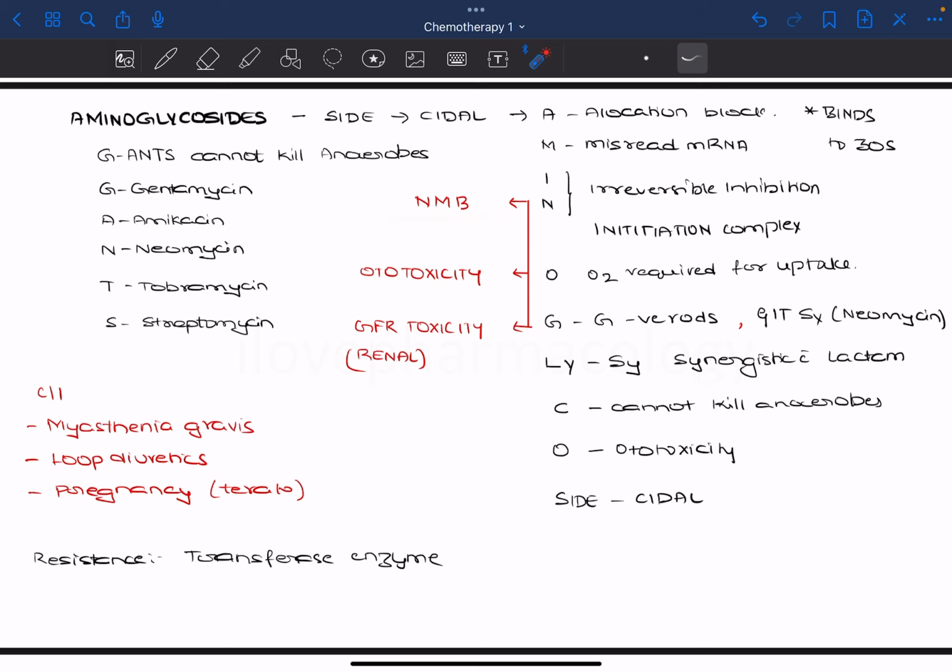Hope this was useful in understanding the concept of aminoglycosides as a chemotherapeutic agent.